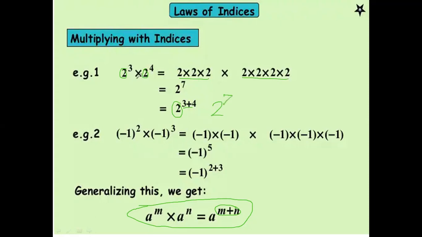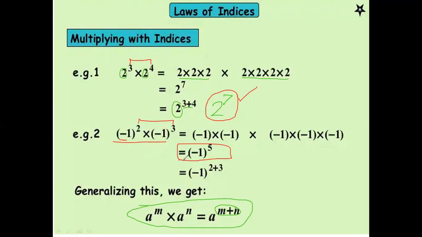Okay, again, if the base is the same, all you do is add the index and keep the base. That is why we have here 2 to the power of 7. Same is true with here: negative 1 raised to the power of 2 times negative 1 raised to the power of 3. We add the indices and keep the base. So you have now here the answer, negative 1 raised to the power of 5.